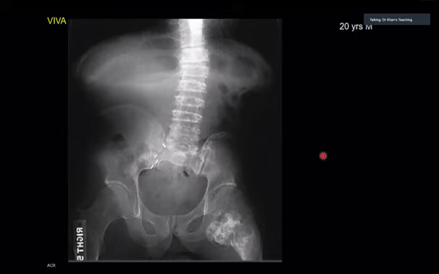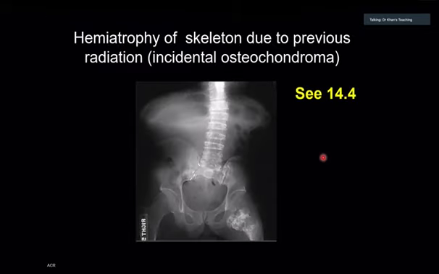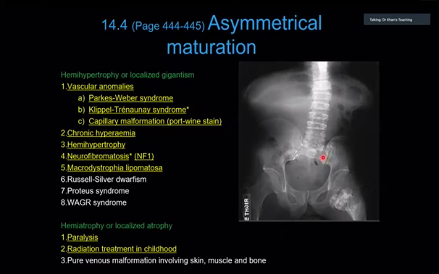In any case, I will just conclude this case, and you've done well. This is a difficult one, and I warn you that this has come in the exam. And if you go back, I'll describe the case to you. If you see this asymmetrical maturation, it can be hemiatrophy or localized atrophy. Radiation treatment in childhood. And what does it tell you?